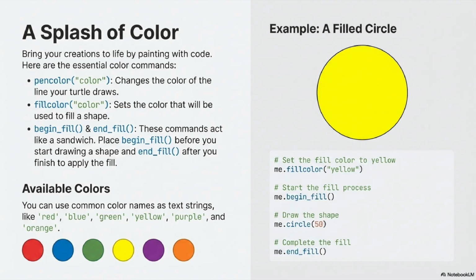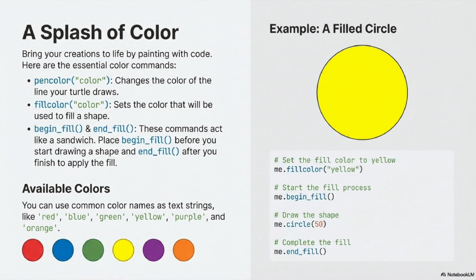Now let's add color to our art. We can control the color of the lines and the inside of shapes. pen color, color, changes the color of the line the turtle draws. fill color, color, sets the color that will fill the inside of a shape.